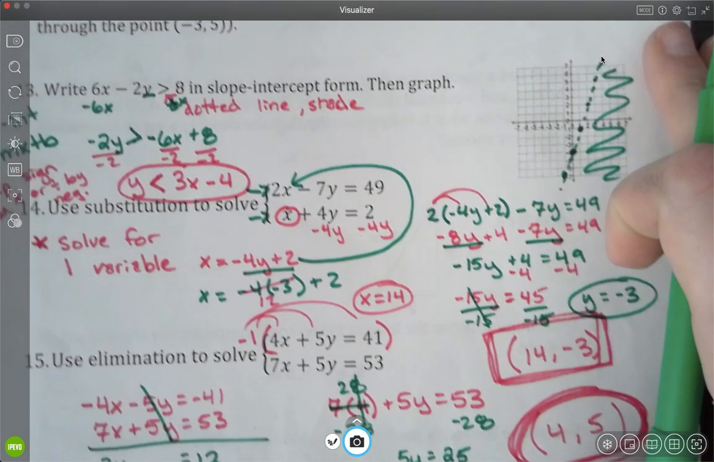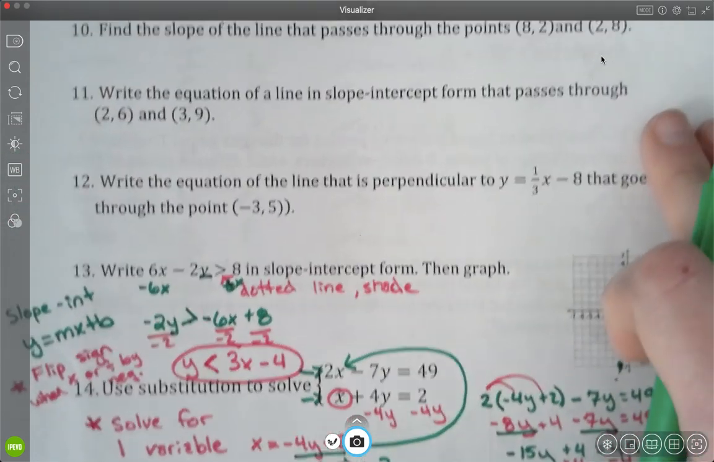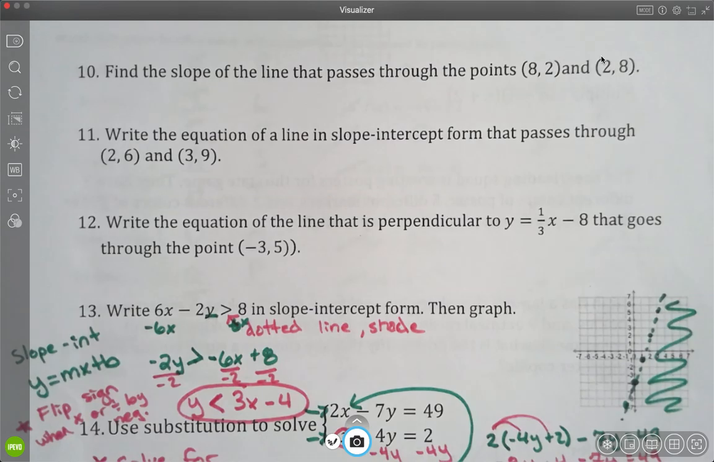All right. Let's go to number 10 first. Okay. This kind of 10, 11, and 12 kind of go together, but they're kind of progressive. So like 10 is easier than 11, which is easier than 12. So let's do 10 first. Okay. Because they kind of baby step us into this. So find the slope of a line that passes through those 2 points. Okay. How do you find slope?